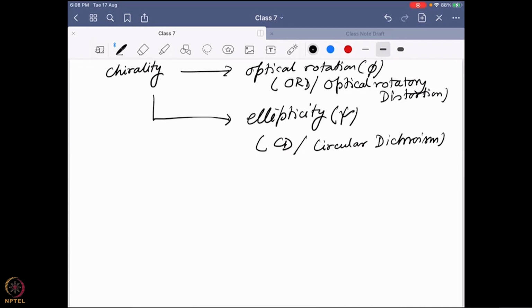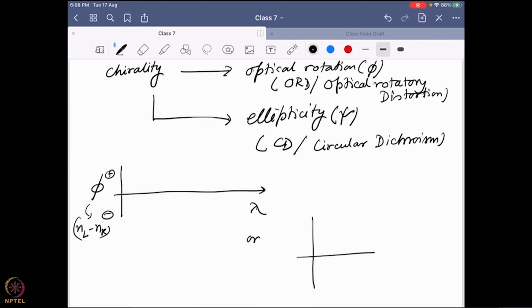Now, you have two options. Either you can run ORD, where you actually find out the change of the optical rotation with respect to lambda, where phi is a function of nL minus nR, or you can have data of psi versus lambda, where psi is a function of AL minus AR. And the positive and negative is just showing whether the value of AL is higher or AR is higher, similar to nL or nR in that ORD. So this is the ORD data. That is how you're going to look into it. This is the CD data you're going to look into.